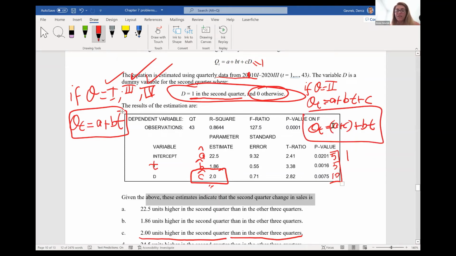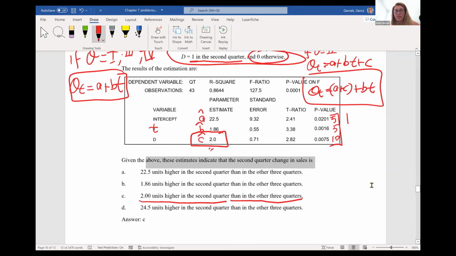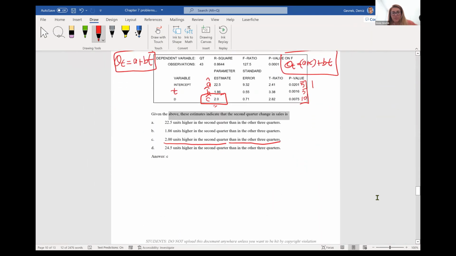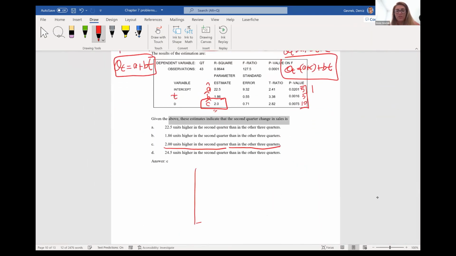So if I graph this, I think if you're a visual person like me, you'll appreciate this. This is what it's going to look like. Let me find some space. Okay, I have space. So look, I have time here, and I have my sales. I'm trying to predict my sales. So it looks like this: first quarter, second, first quarter, second, first quarter, second quarter.